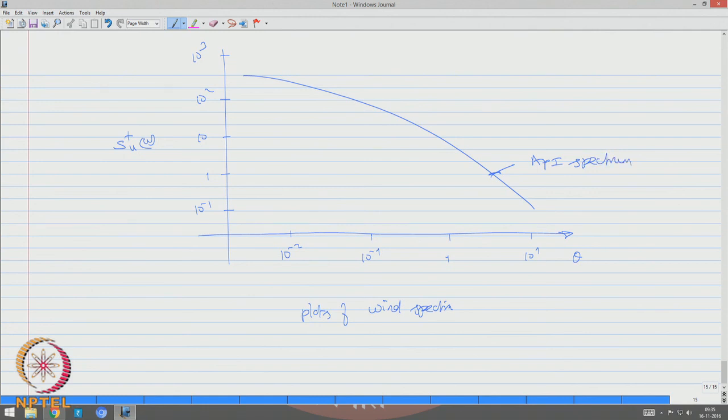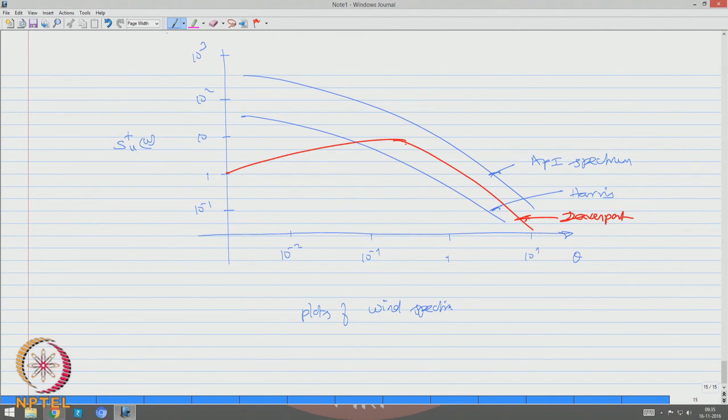Whereas the Harris spectrum starts from here and follows similarly the same path as that of API. This can be the Harris spectrum, but Davenport has a small variation. It starts from 1, takes the peak somewhere here in between, and then it goes in between with these two. So, I should say this is Davenport.